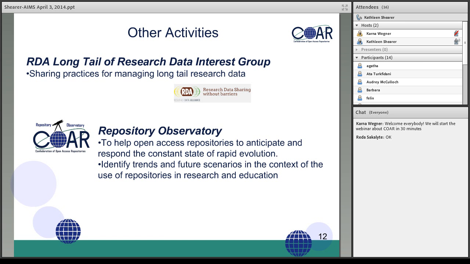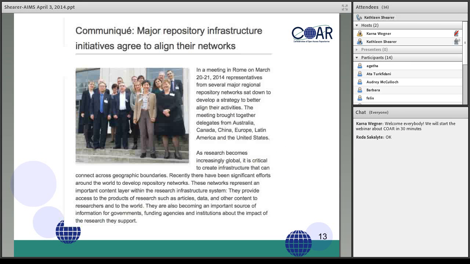And as I said before, we also work on the strategic level. One of the things I wanted to fill you in on today was a very new activity for COAR, which is to bring the major regional repository initiatives together to try to help further align their networks. So we had a meeting in Rome on the 20th and 21st of March where we brought together people from the SHARE project in the United States, OpenAIRE representatives, people from China, Australia, Canada, and La Referencia in Latin America. And we had a really interesting discussion.